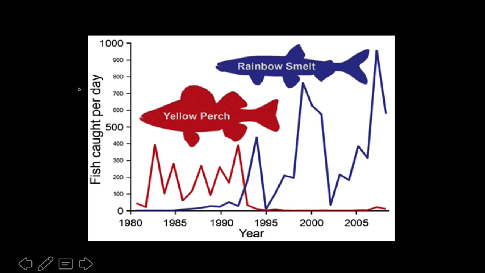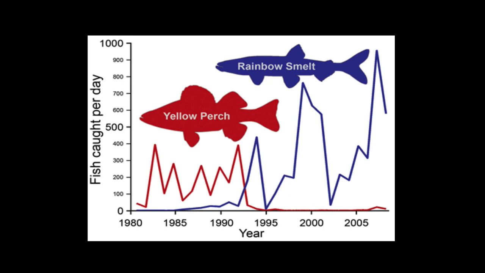But the result was that a lot of yellow perch were caught in this era, right? And then something happened around about 93 or so, and all of a sudden we stopped catching yellow perch. Maybe they went extinct. Maybe we weren't allowed to catch them. Something happened. And then the catch of rainbow smelt went way up. So again, the good data-dense graph is going to help us see these patterns and test some of these ideas.